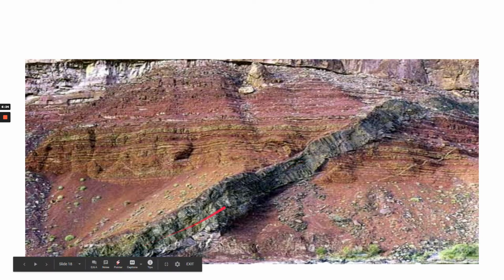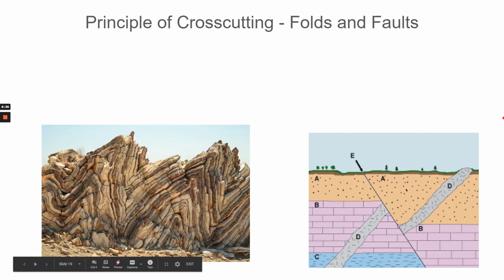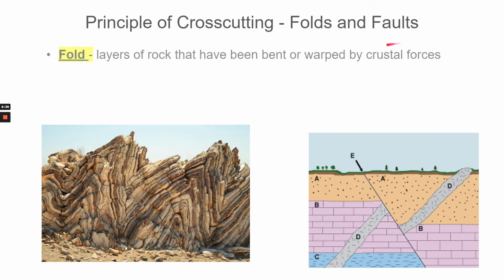Here's an example of an intrusion. You can see it's clearly a different rock type than the rest of them. Now we're still talking about this principle of cross-cutting. So we talked about intrusions and extrusions. Now let's talk about folds and faults.